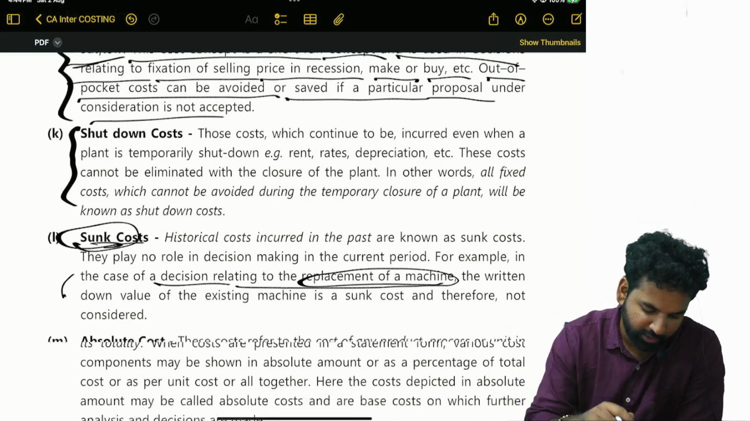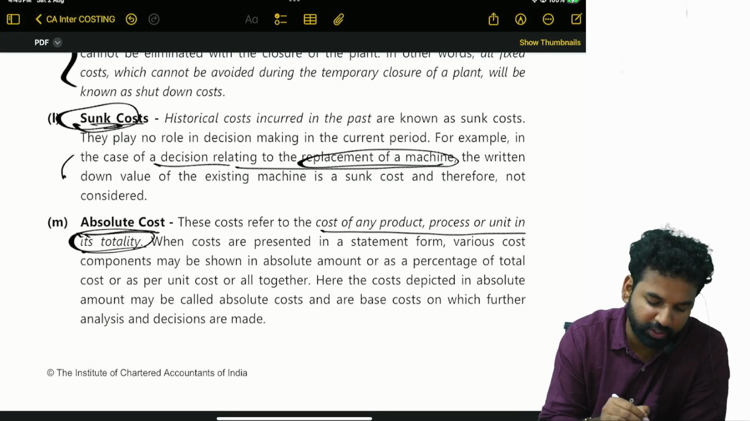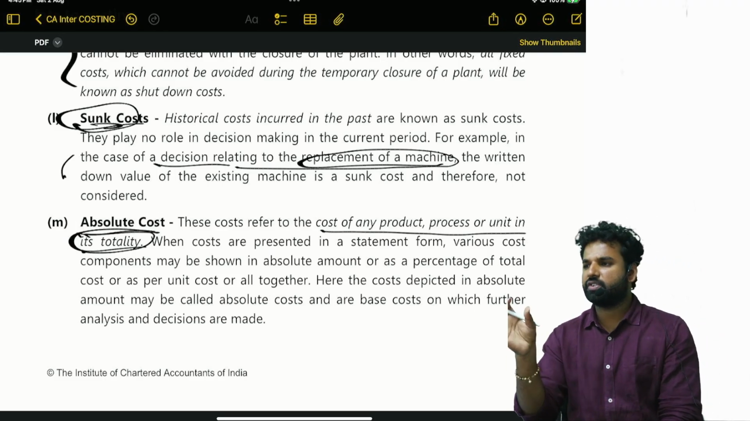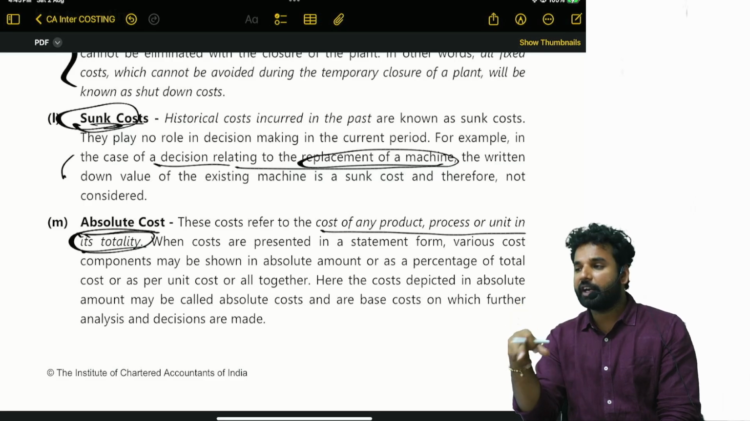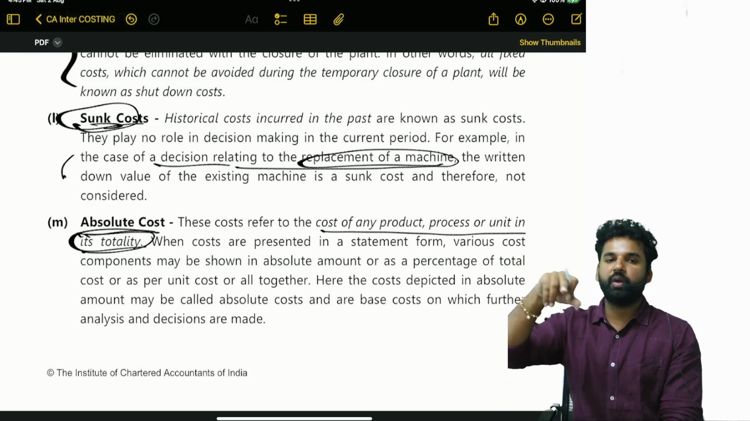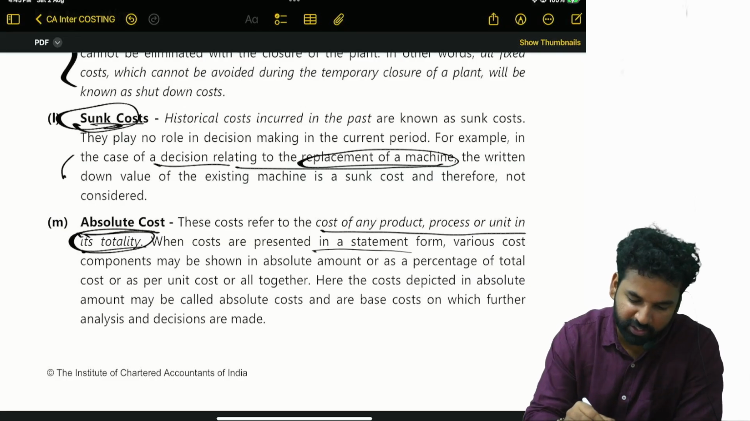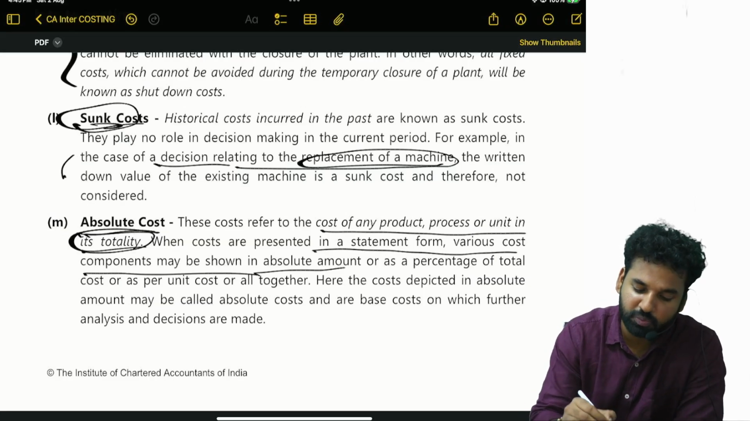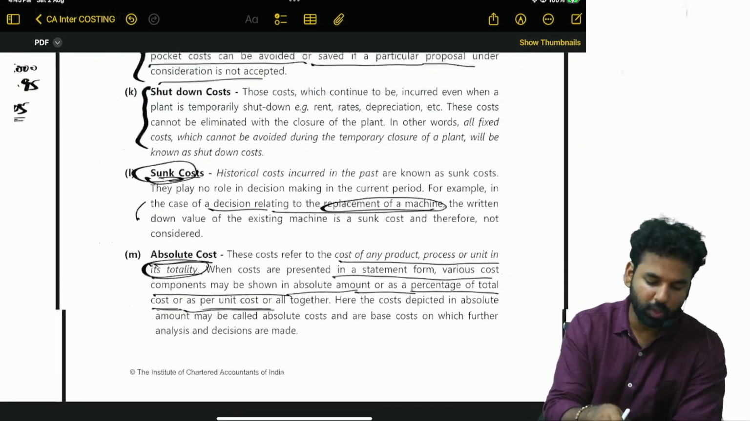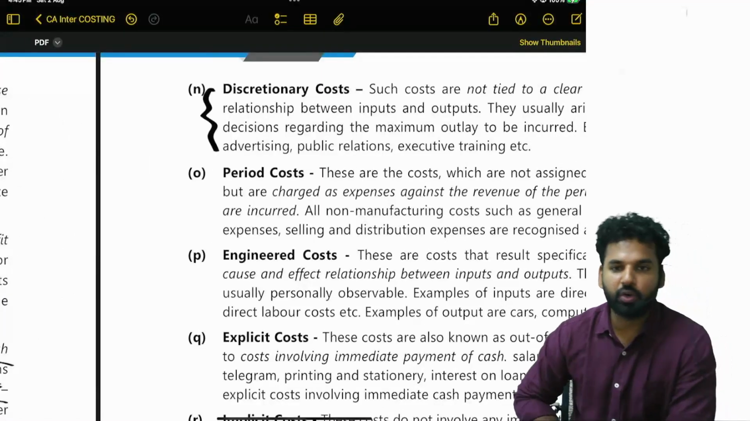Okay. Next, absolute cost. Absolute cost means the cost of any product or process or unit in its totality after allocation. After allocation means what? Overheads and indirect expenses will be there. So those indirect expenses and overheads will be allocated to each unit cost. That is called absolute cost. It is presented in statement form. Various cost components may be shown in absolute amount and as a percentage of total cost or as a per unit cost or altogether. Okay. Next, discretionary cost. Discretionary cost means what?